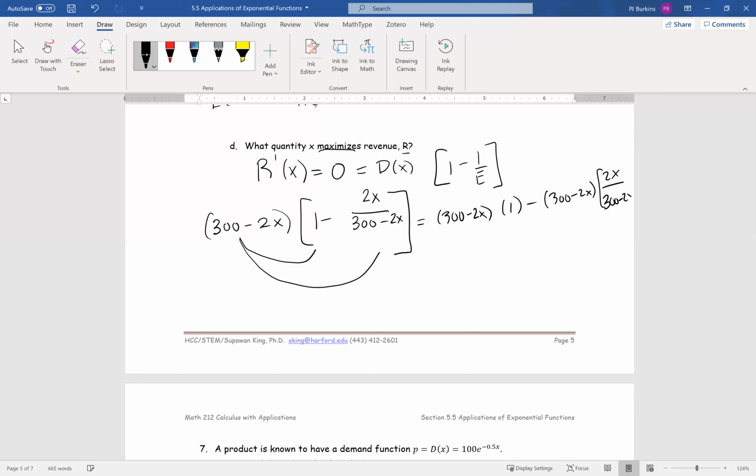So I'm doing it like this. I'm just multiplying the parentheses by both terms. And in this case, these cancel. So left behind, I have 300 minus 2x minus 2x, and this has to be 0. That then gives me 300 minus 4x is 0. Solving for x, I get 75.